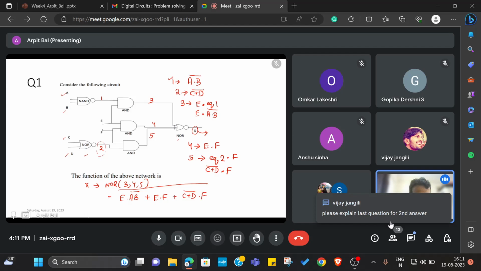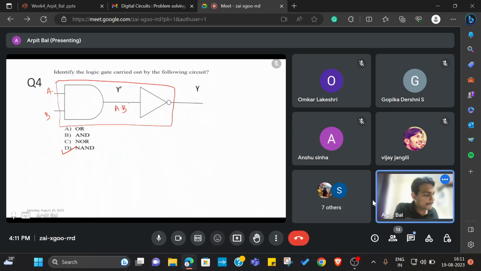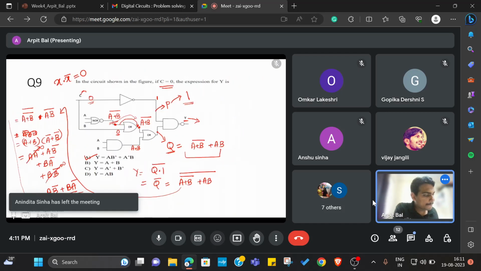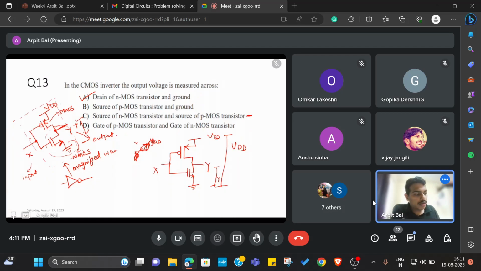Please explain the last question. Okay, so we'll go to the last question. Yeah, so you are referring to option B, right? So instead of B, if it is written as drain of PMOS transistor and ground, that could have been a correct answer as well.